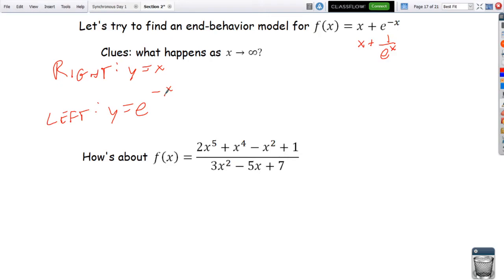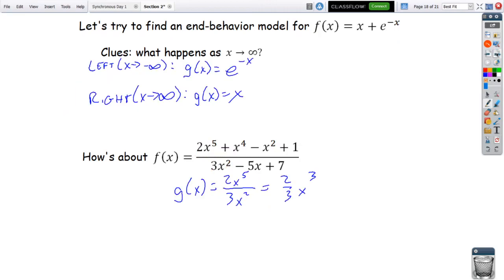Now what about rational functions like this? These are actually pretty easy. End behavior model is just going to be y equals biggest contributing term from the top divided by biggest contributing term from the bottom. Simplify x fifth over x squared, we get 2/3 x cubed. And then we're done.